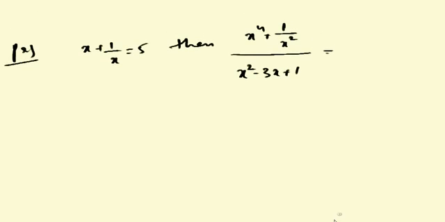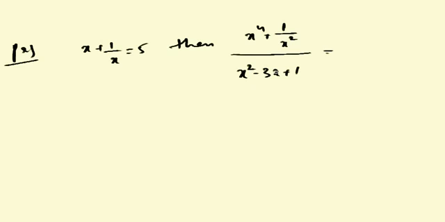If there is any problem available. Yeah, there is a problem available. See friends, this is again a previous year question. Then how to solve this kind of problem? x plus 1 by x is equal to 5. Then what is (x power 4 plus 1) by x square divided by x square minus 3x plus 1?